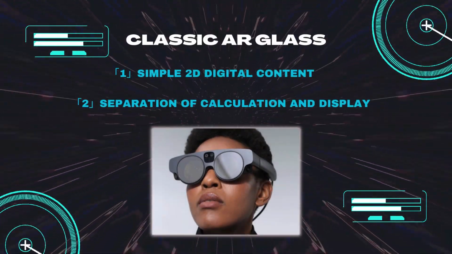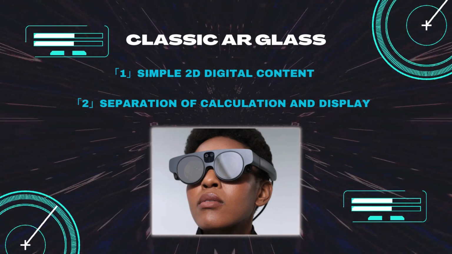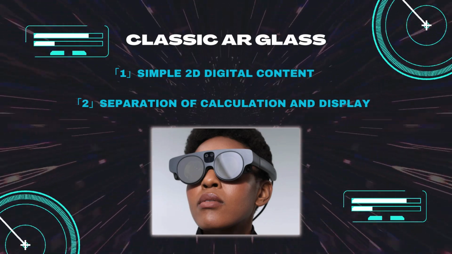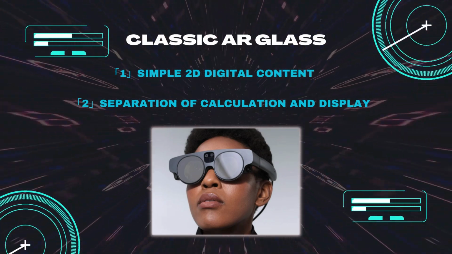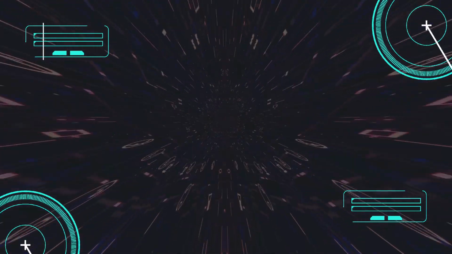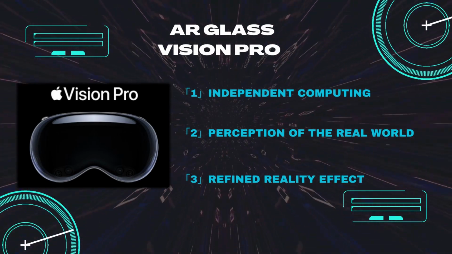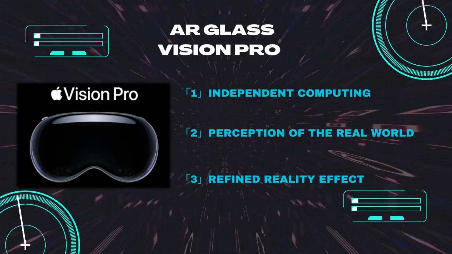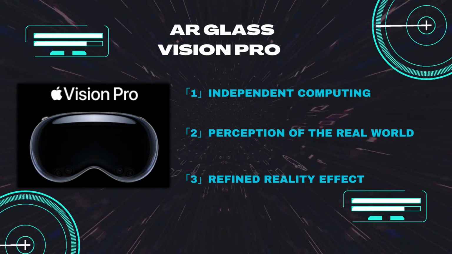For the classic AR glasses, they were like a bigger screen for AR stuff, but that was about it. They only did simple 2D things and didn't really feel like the real world. But now things have changed, and Apple's Vision Pro is leading the way. Let's look at how Vision Pro can work on its own. It has its own special chip made by Apple called the R1 chip. This means Vision Pro is like its own little computer. It can do both picture and sound tasks all by itself.